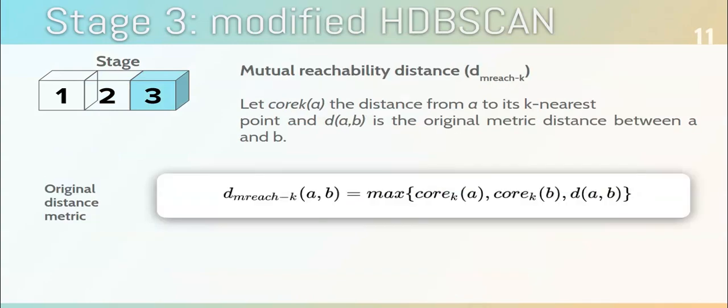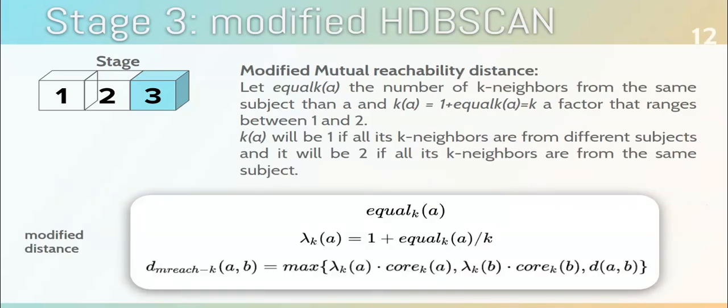The original HDBSCAN algorithm first modifies the space by making scattered points further apart. To do this, it uses a distance metric between points called mutual reachability distance, where core is the distance from A to its k nearest point, and D is the original distance metric between A and B. In order to disperse the points whose neighbors are from the same subject, we redefine the mutual reachability distance.